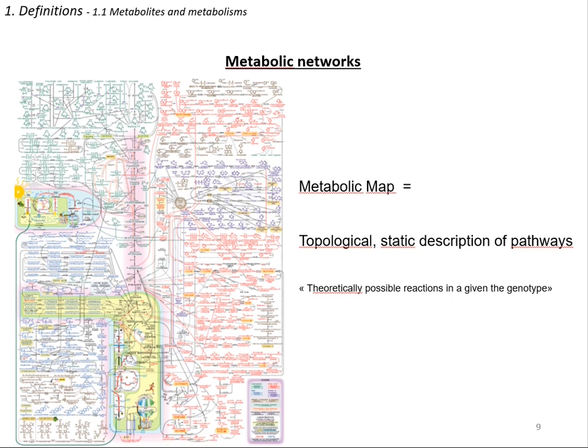And so you have here a metabolic map which can give you a topological, a static description of the pathways. It's everything that is theoretically possible in this organism given its genotype. But the limit of this type of representation is you have only a static view, and everything about the dynamic of this, and when and why those reactions occur or not within a particular real organism, is not addressed by this representation.